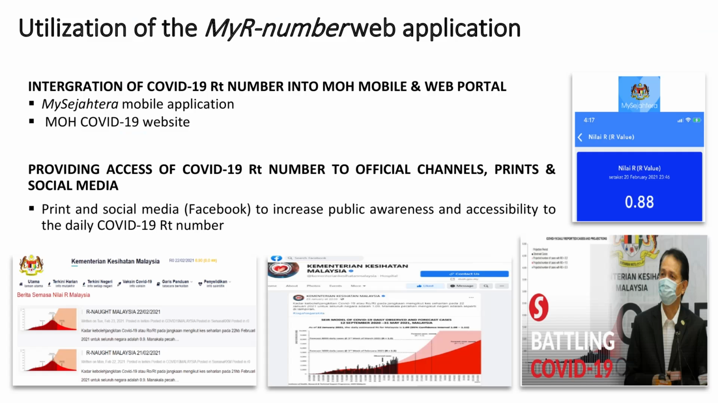The MyR-Number Web Application system has several important utilizations. The daily RT numbers generated from this system have been integrated into the MySejahtera mobile application and the Ministry of Health COVID-19 website. In addition, this system also provides access to daily COVID-19 RT numbers to official channels, print and social media such as Facebook. These measures increase the public awareness and accessibility to the daily COVID-19 RT numbers in Malaysia.